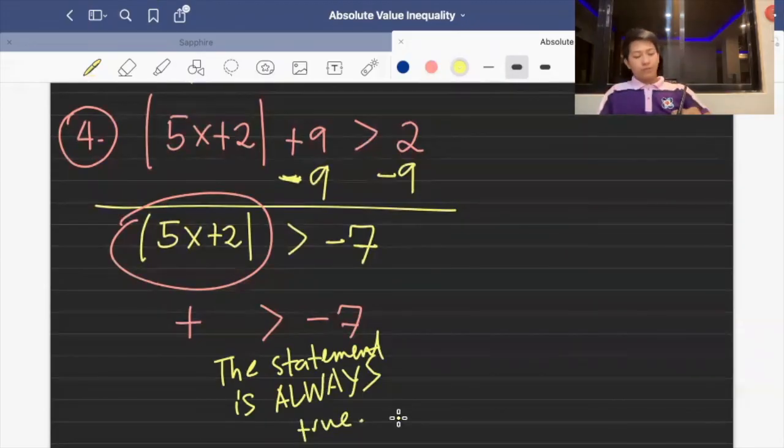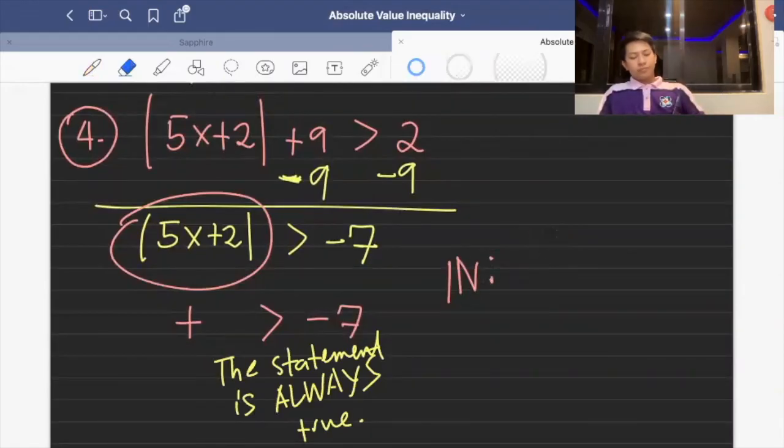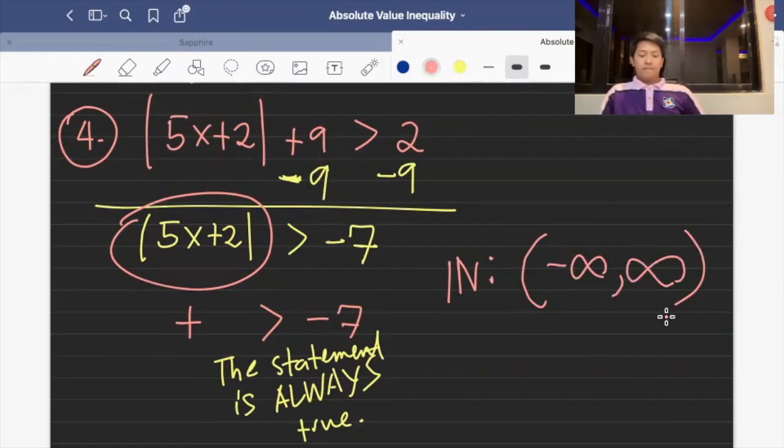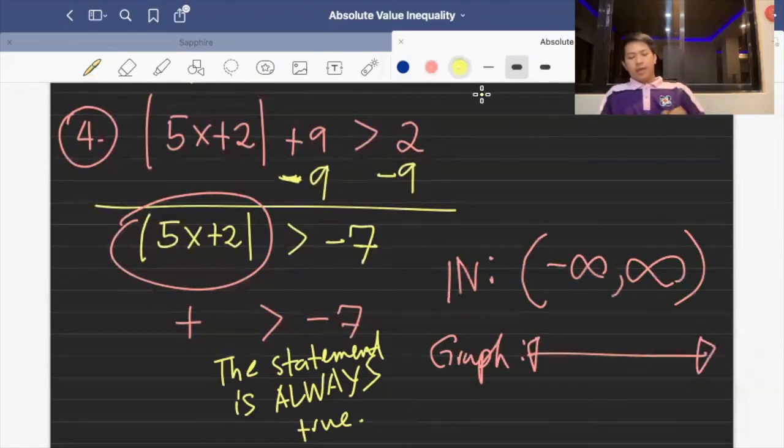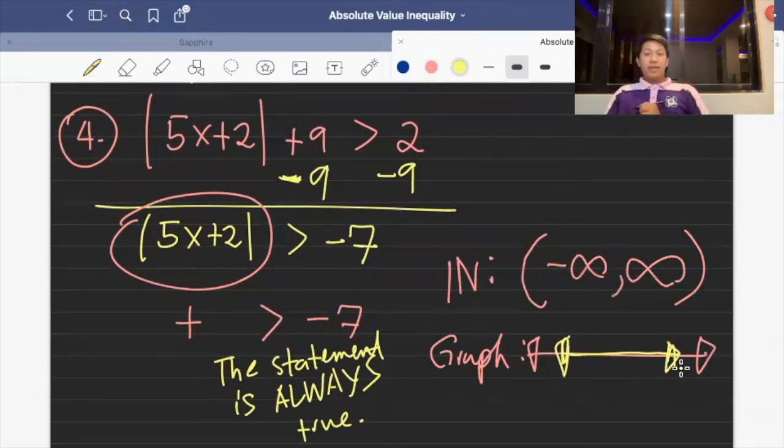Okay, so therefore, if we are going to write that in interval notation, we say that the solution set is all real numbers. And of course, if we're going to graph all real numbers, so we have here. Any question so far? Okay, that's the end of our 7.2.1. I'm going to see you in the next video. Bye-bye.